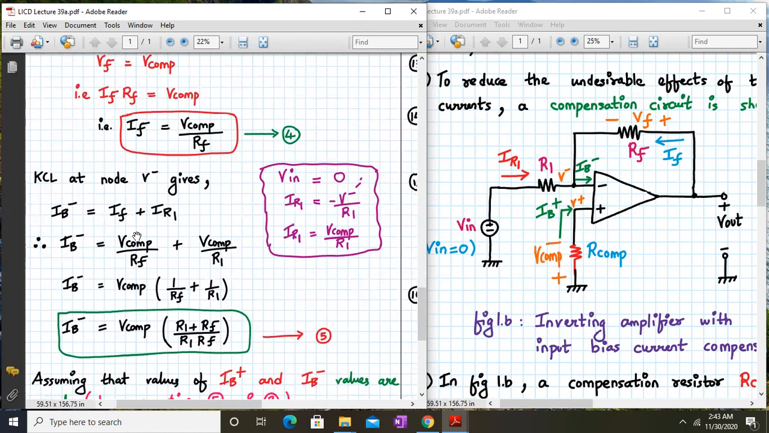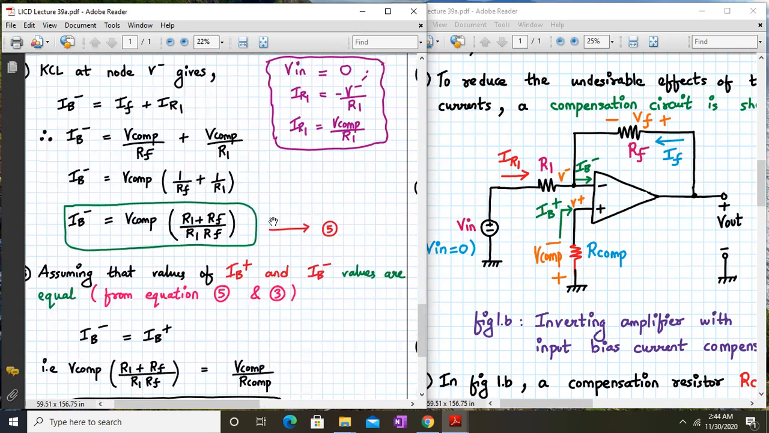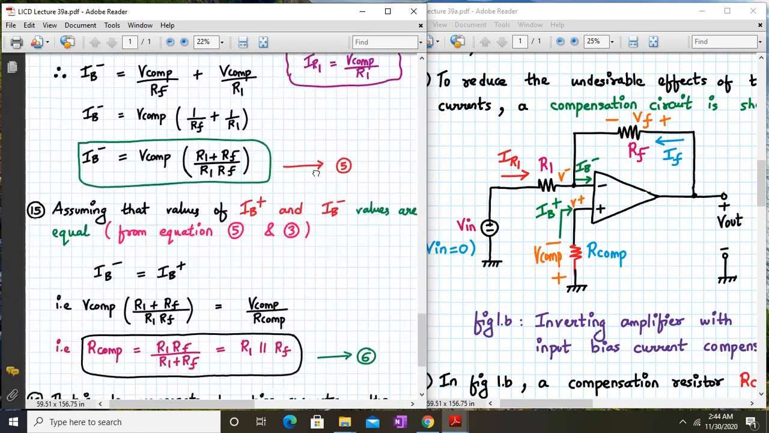So IR1 will be VCOM upon R1. That's what we substitute over here. IF is equal to VCOM upon RF, and IR1 will be VCOM upon R1. COM stands for compensation. So IB minus, if you rearrange the terms, will be equal to VCOM into (1 upon R1 plus 1 upon RF), which is VCOM into (R1 plus RF) upon R1 RF, which is equation number 5.